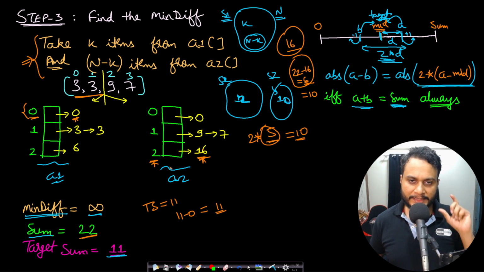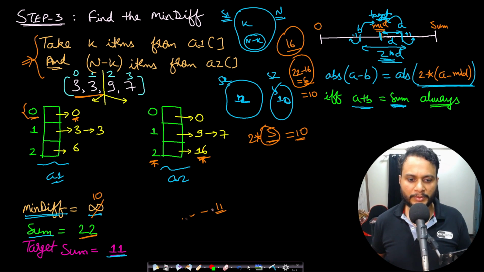So is 10 smaller than infinity? Yes. So I can reduce it to 10, right? Now I need to repeat this for all possible operations, like for all the possibilities. I have done this for the 0th row. Let's do it for all the items of the first row. Now when I do it for the first row, I will go for 3. So my target sum is 11, and if I include 3 from one side, then how many items have I included? I have included 1 item, and the sum I got was 3.